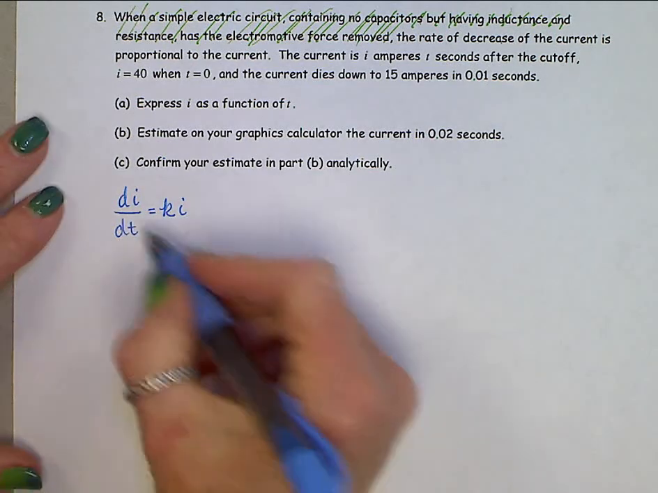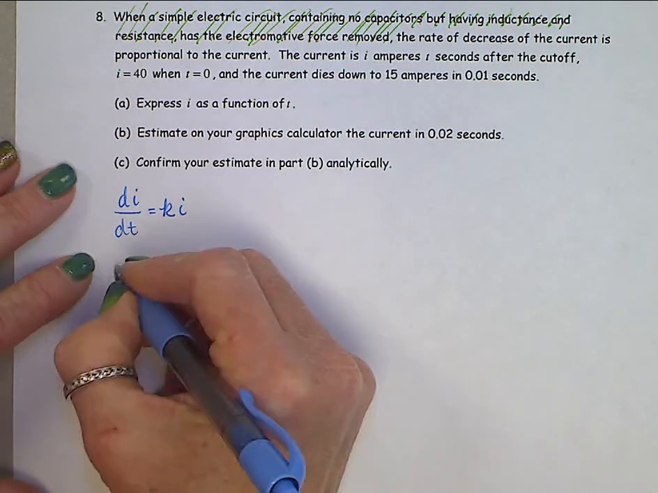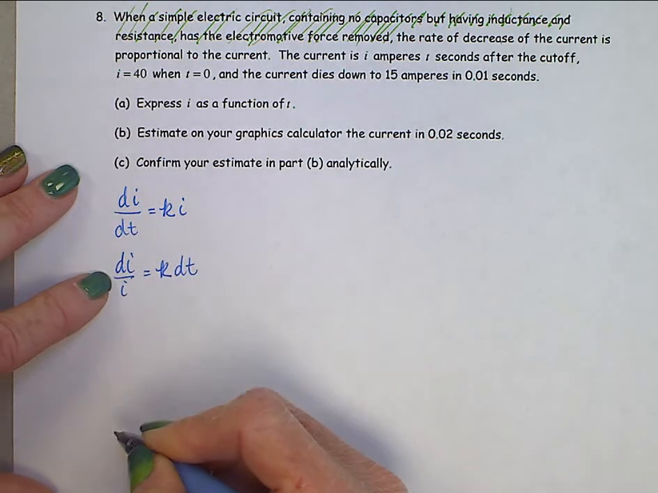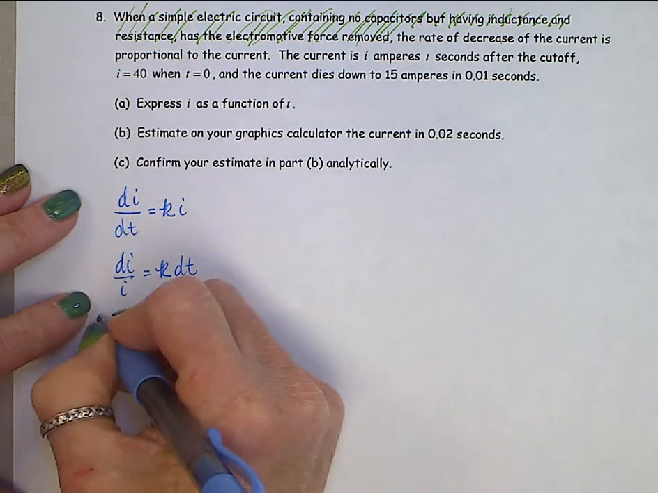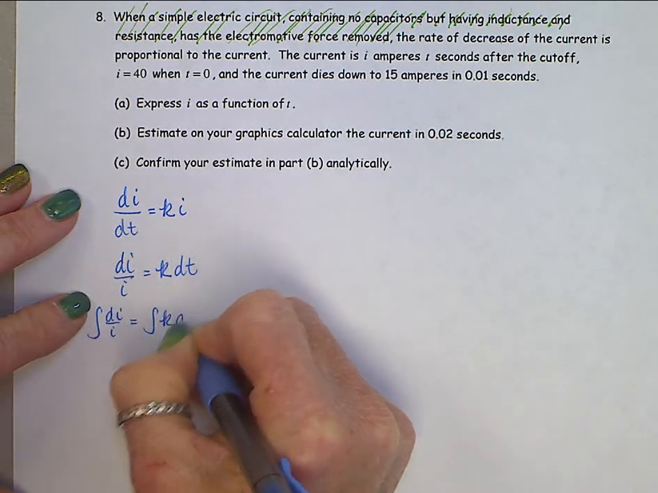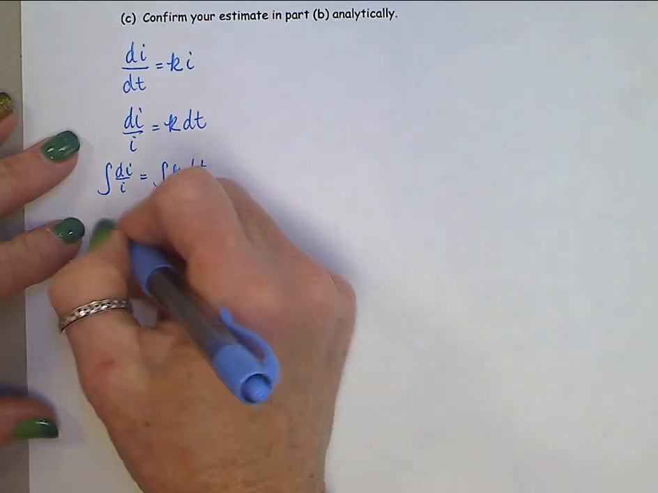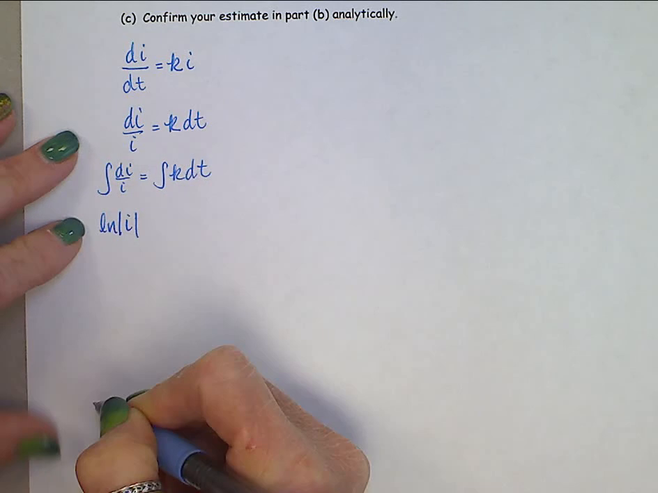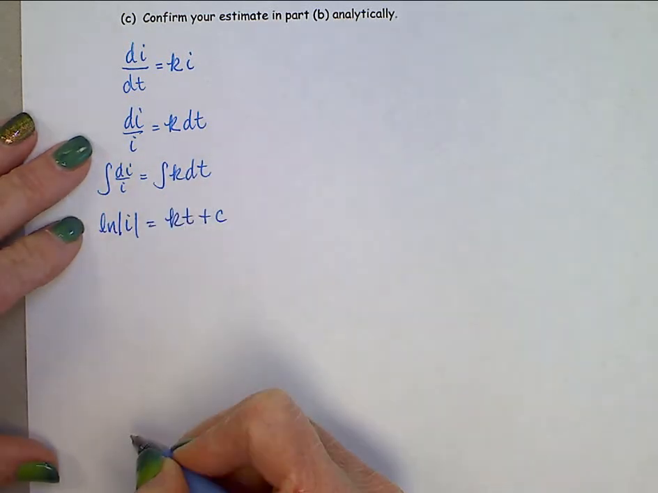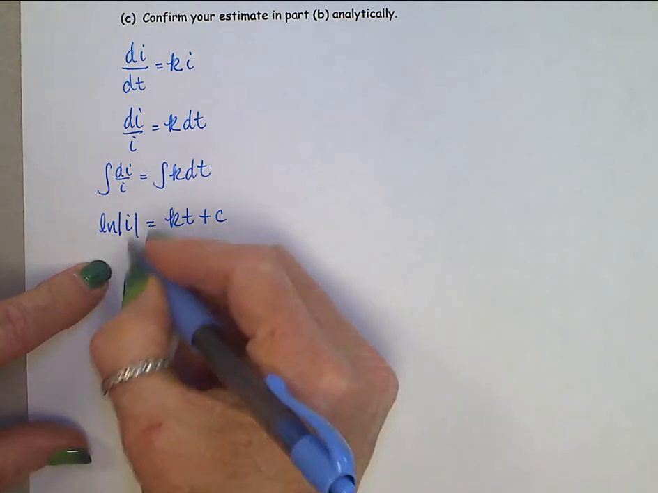We're just going to go ahead and separate these variables here. I'm going to pull the dt up to the right and this I down to the left. So we have dI over I equals k dt. And then let's anti-differentiate both sides. On the left-hand side, that's the natural log of I. And on the right, kt plus a c. And again, the stuff we're measuring, current, can't be negative, so the absolute value bars here are not necessary.